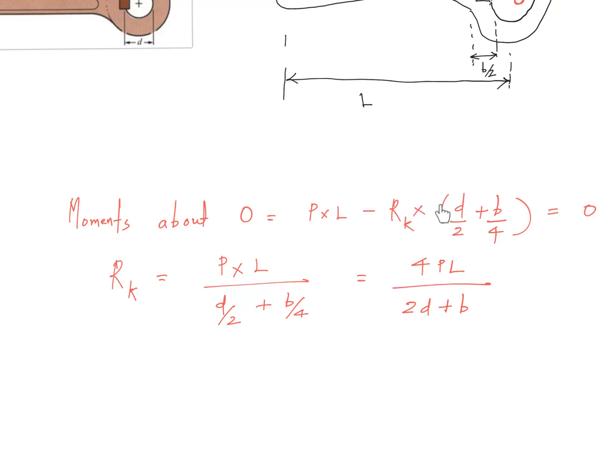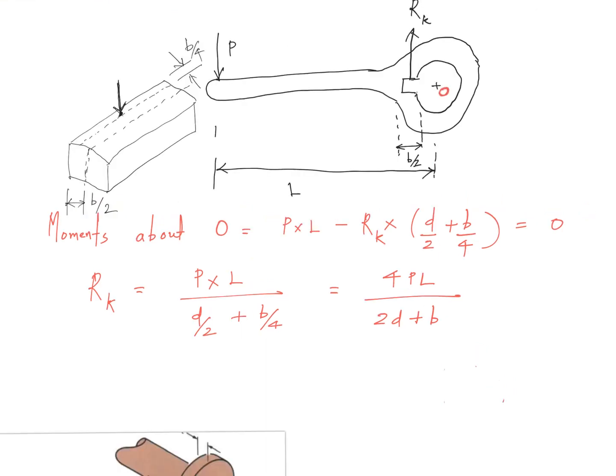Then the reaction force from the key will cause a clockwise moment. It is acting at a distance d by 2 plus b by 4. Why b by 4? Because if this is that little portion of the key, I told you, let me draw it much more neatly. You're just taking the moment about the point O.